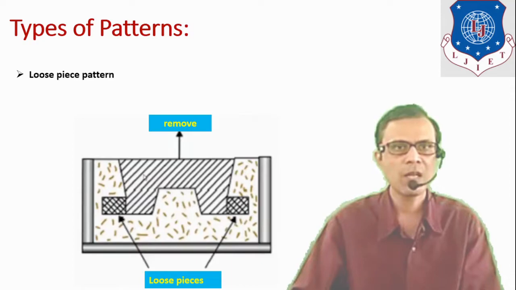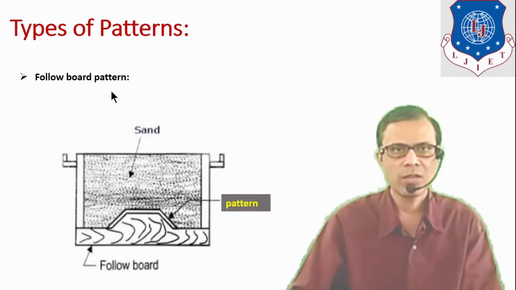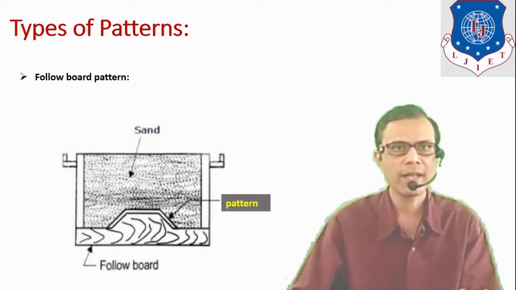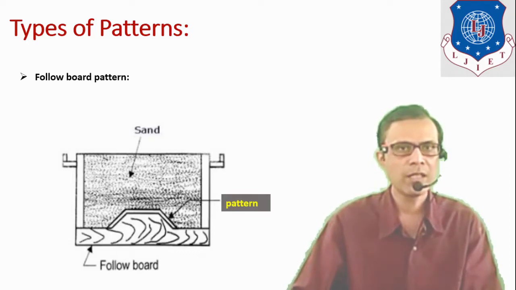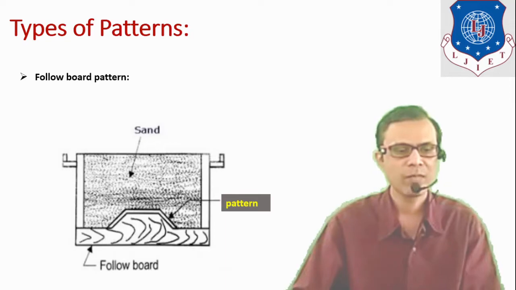Sometimes it becomes difficult to remove the loose pattern from the mold, so it requires skill. Next type of pattern is follow board pattern. When casting is thin in section or it is delicate, then there is a chance of damage to the pattern because of ramming action of the sand. Simple example is shown here.